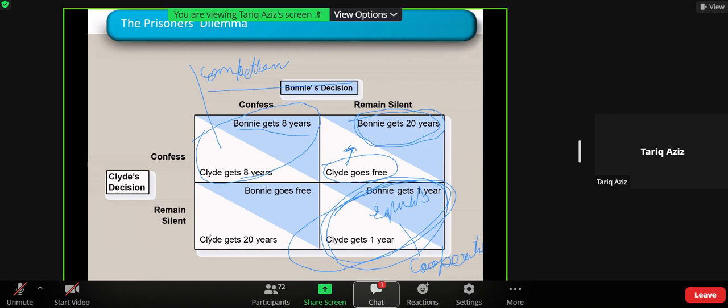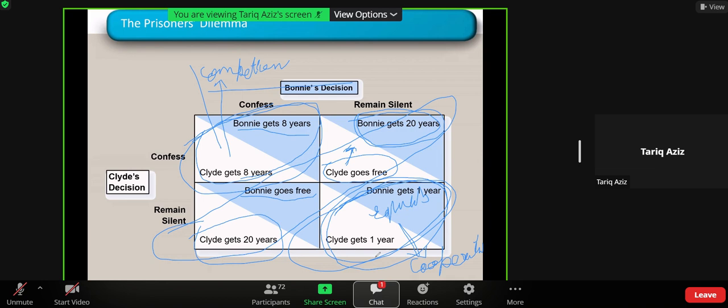And the opposite situation may also happen, that Bonnie may decide to confess, and in that case, Clyde has to spend 20 years in jail. So to avoid these two worst situations, they will both confess, and they both have to spend 8 years in jail to avoid 20 years in jail. So this equilibrium is called the equilibrium because of competition, and this equilibrium is called the equilibrium because of cooperation.